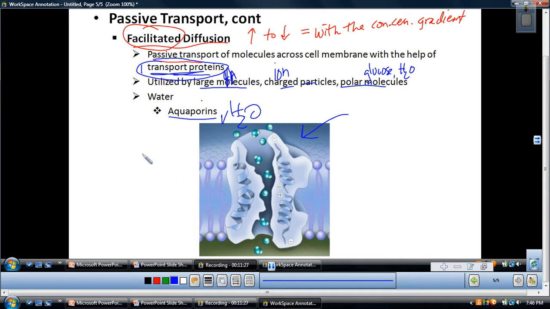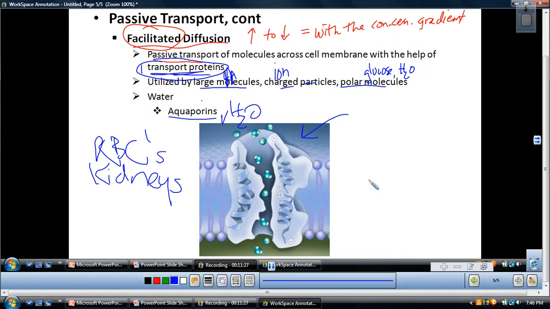They've actually done studies on our red blood cells, because red blood cells have a high concentration of these aquaporins, as well as kidney cells. And if you think about the job of the kidneys, it makes sense why the kidneys would have quite a few aquaporins to remove the excess water that we have in our bodies. So these are special little channels that are kind of cool.